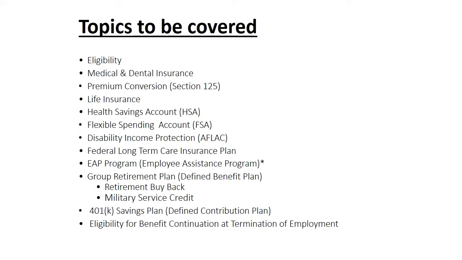In this video, we will review eligibility for coverage, medical and dental insurance offerings, premium conversion, also known as Section 125, life insurance for employees and their dependents, health savings account, flexible spending account for healthcare and dependent care, disability income protection through AFLAC, federal long-term care insurance plan, our EAP employee assistance program, our pension plan, military service credit, retirement buyback, and our 401k savings plan.